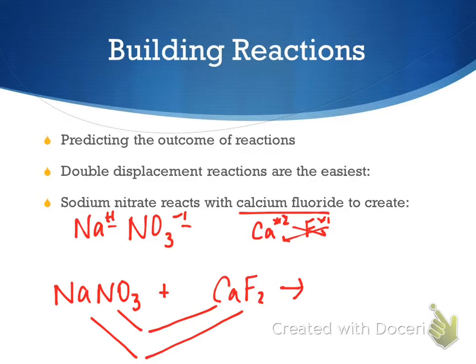Sodium and fluoride are going to go together. So sodium is a +1 and fluoride is a -1, which means it comes together as NaF. Right? It's not NaF2. It has to do with being a neutral compound when it gets to this point.